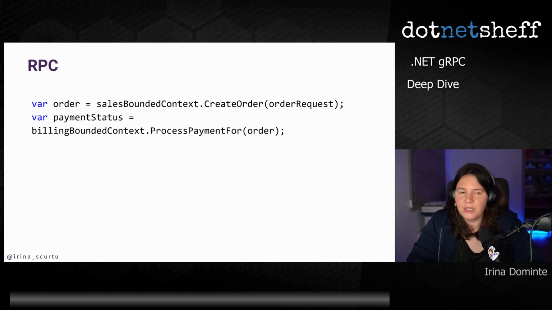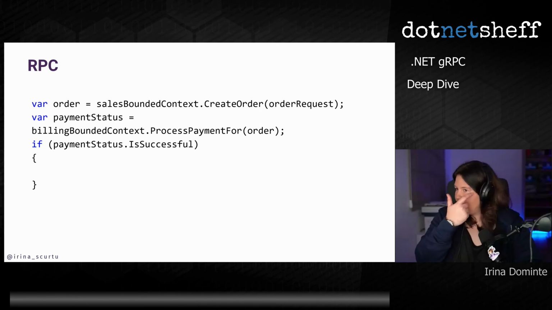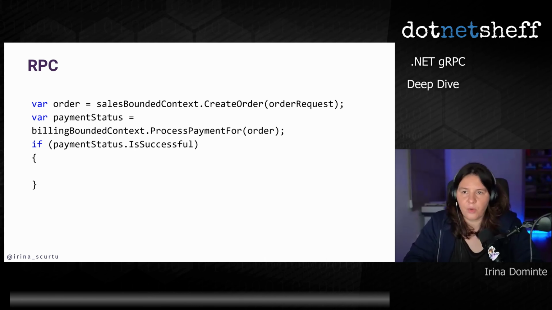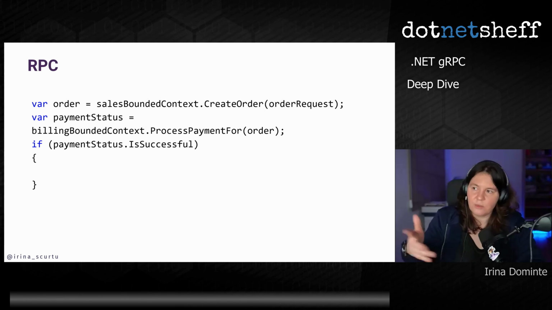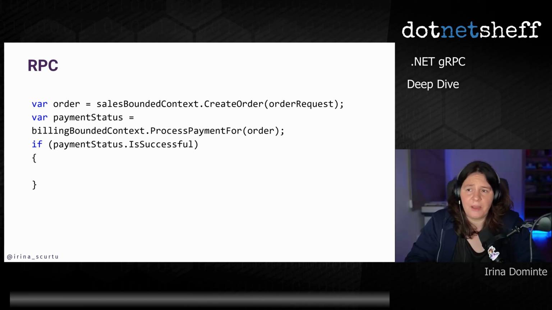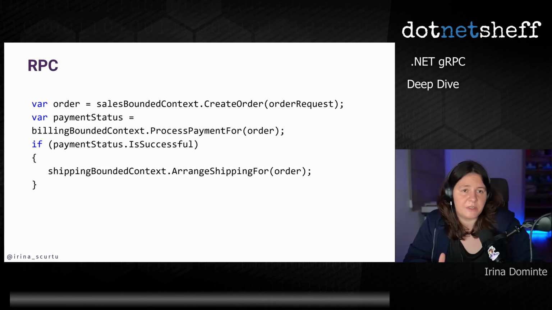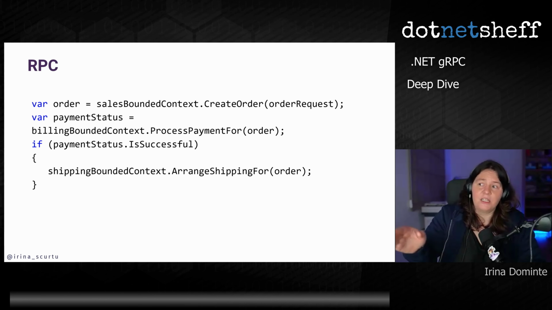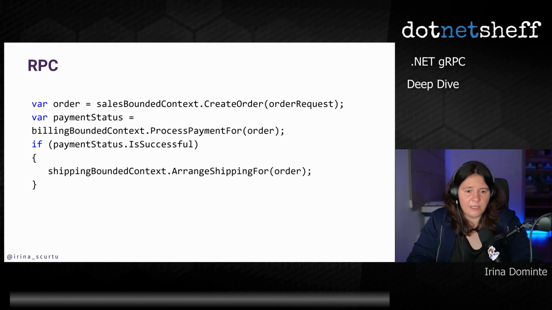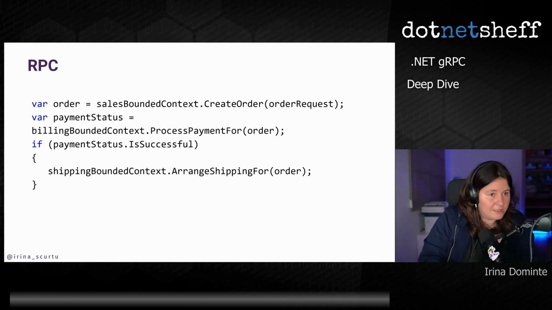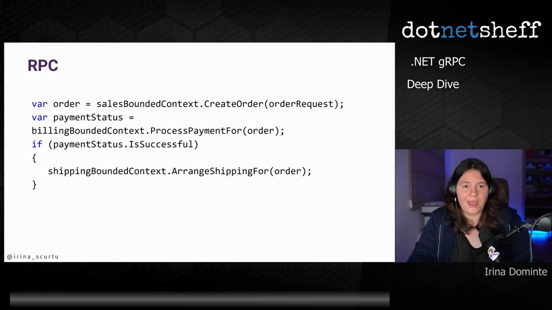If we look at this code, basically we have an order that is obtained by calling create order and passing in an order request. Then we have a payment status that is obtained by calling process payment for. And then if the payment is successful, we might arrange the shipping for that specific order. Nothing fancy, nothing complicated. Besides the naming, sales, bounded context, everything is like it's in the same system, in the same code base. You are able to call methods. Everything is a method, right? So you don't have HTTP requests, you have methods that you call.